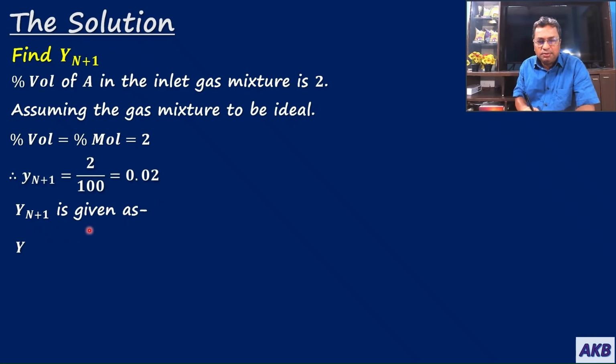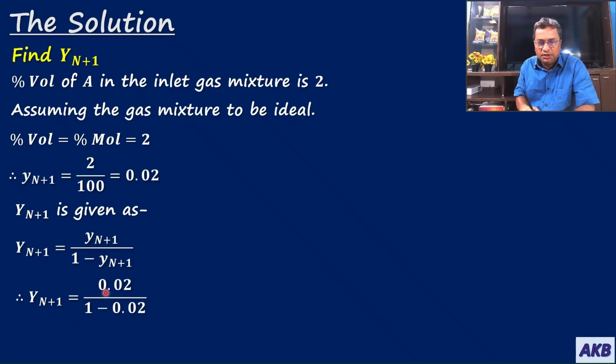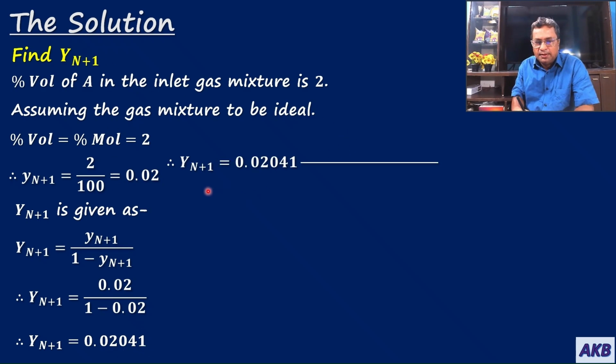And then capital Yn plus 1, you can get it in this way. So capital Yn plus 1 is small yn plus 1 divided by 1 minus small yn plus 1. So capital Yn plus 1 is equal to 0.02 divided by 1 minus 0.02. That gives us capital Yn plus 1 as 0.02041. So in this way we get capital Yn plus 1. Capital Yn plus 1 is what we got, 0.02041. And the meaning of this is moles of E per mole of coal gas.